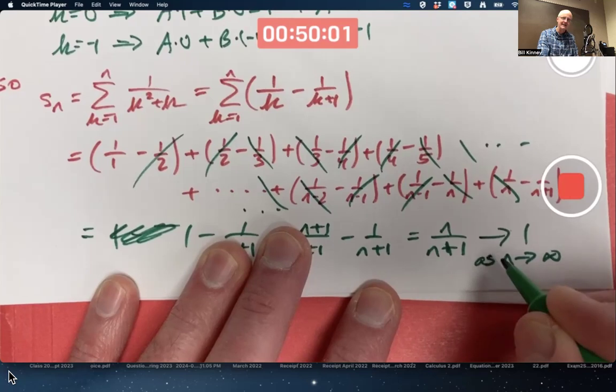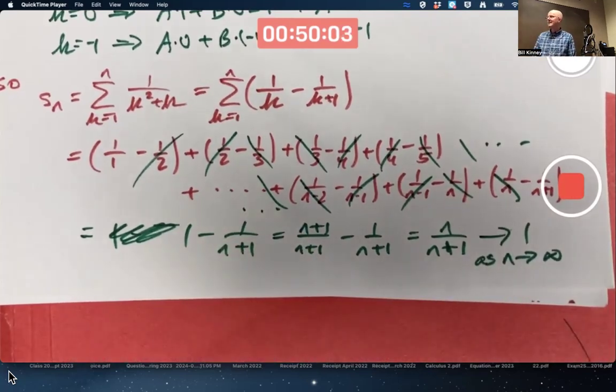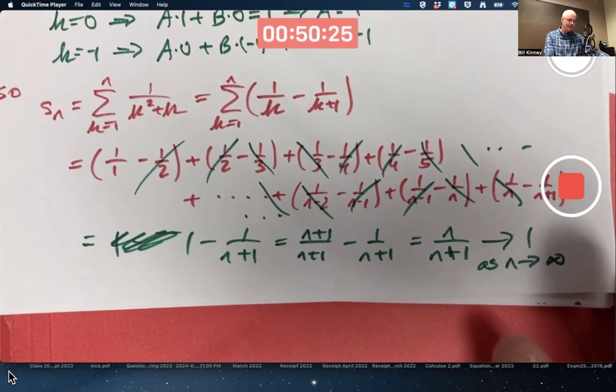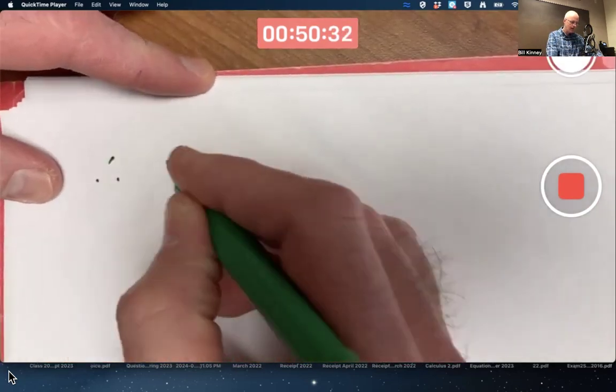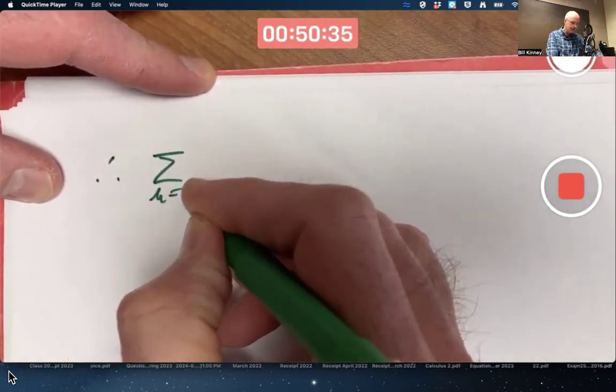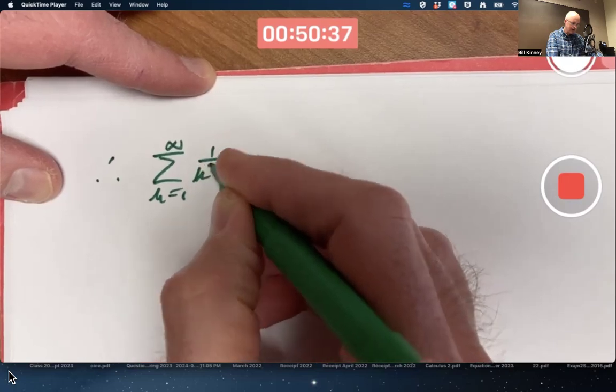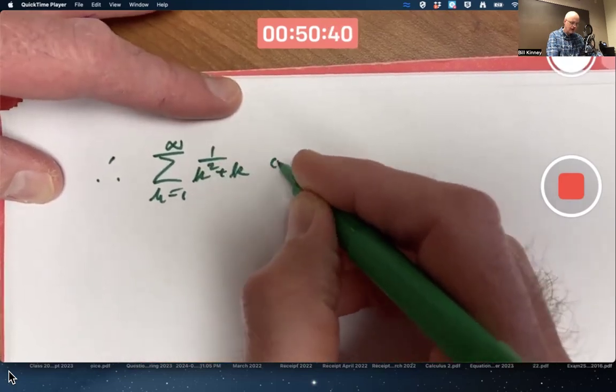It never equals 1 because n never reaches infinity, right? In the standard real number system, infinity is not a number, so we don't literally plug in infinity. It never equals 1, but it approaches it. It gets arbitrarily close. We can make it as close as we like to 1 by letting n be sufficiently large. So we say the limit exists, and equals 1. Therefore, our original series could be said to converge to 1.